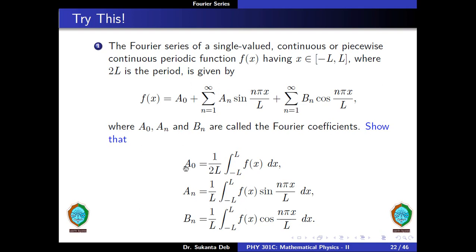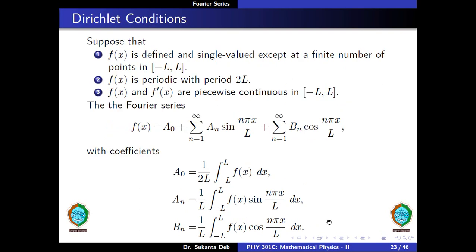So that the coefficients are like this: a naught is equal to 1 by 2L times the integral from minus L to L of f of x dx, an is equal to 1 by L times the integral from minus L to L of f of x sin of n pi x by L dx, and bn is equal to 1 by L times the integral from minus L to L of f of x cos of n pi x by L into dx.